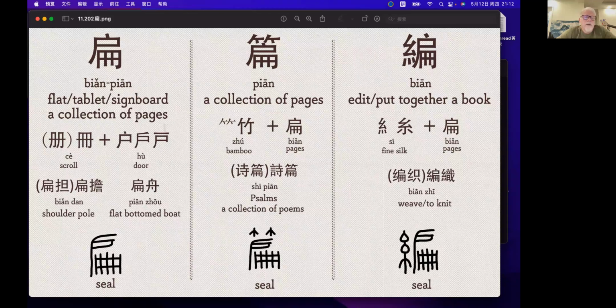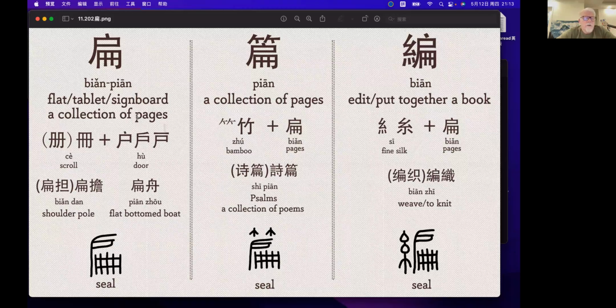It means a flat tablet or a signboard or a collection of pages. It consists of the character ce, which means scroll, and the character hu. The scroll indicates that it's made of wood, and the hu indicates that it can fold over, kind of like a door. A door is also flat.